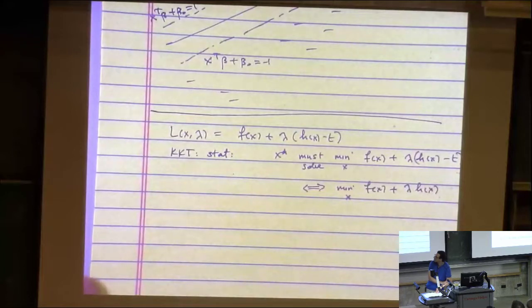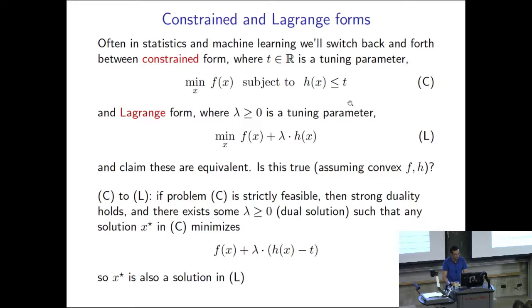Okay, it doesn't matter what t is, right? It does not. This is minimization over x. So what we've just shown is that if we had a solution in the constrained problem, and the constrained problem was strictly feasible, then there was some lambda for which that same thing solved the penalized problem. We just got that by invoking KKT stationarity, which means it's also a solution in this problem for some value of lambda. Okay, that was the one direction.